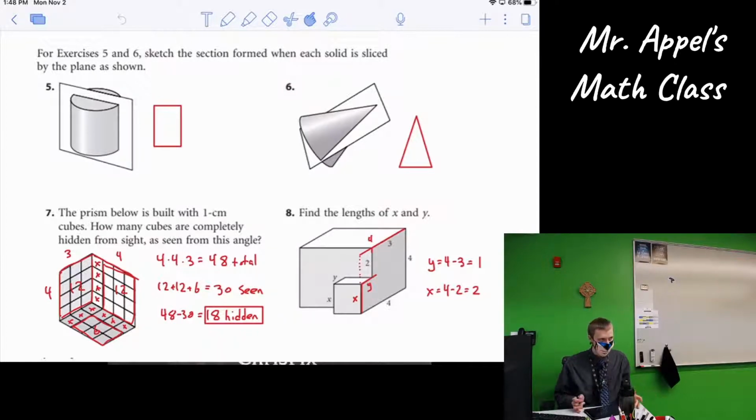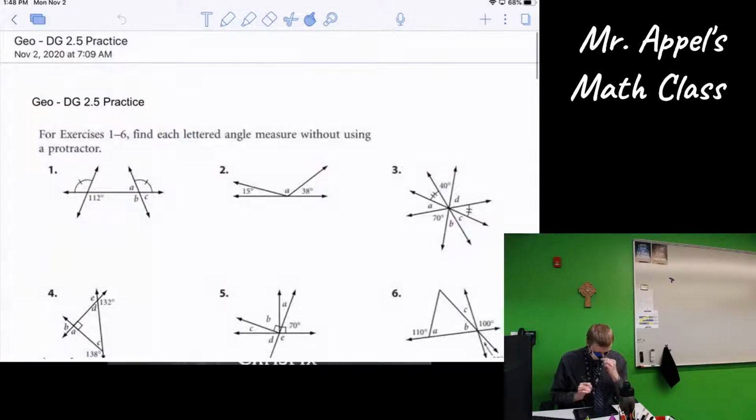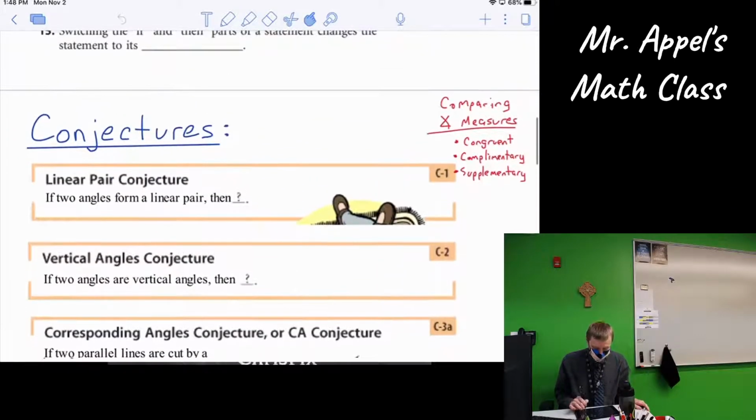No? Okay. Then let's turn to today's material. We are going to begin by reviewing your notes. So for section 2.5, there were 2 main conjectures, right? Dealing with the angle relationships. Okay? There's 2 different ways of describing angle relationships.